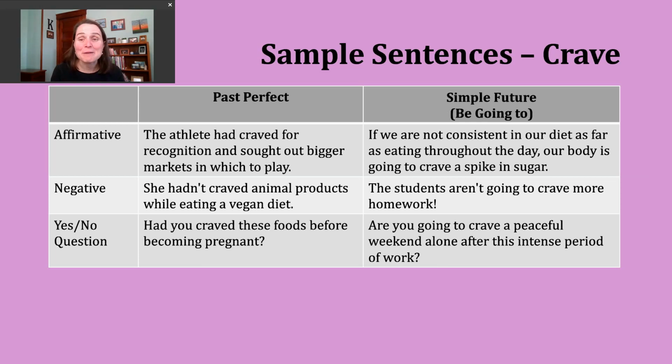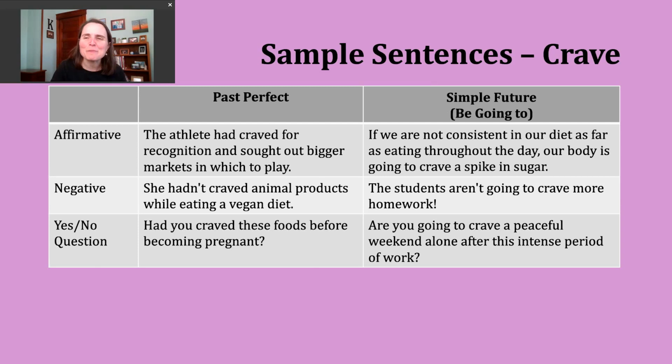Now, let's talk about making a yes or no question in the simple future. To do this, start with the form of be. Whichever form matches your subject, that subject comes next, then use going to and the base verb. Here's another example. Are you going to crave a peaceful weekend alone after this intense period of work? Some people have that strong desire for solitude, for being alone, perhaps even after a really busy time or after being around maybe loud environments or many, many people.